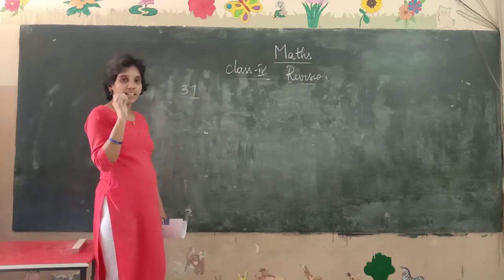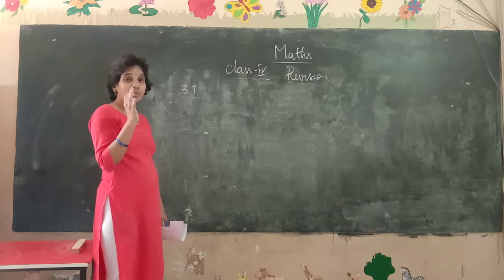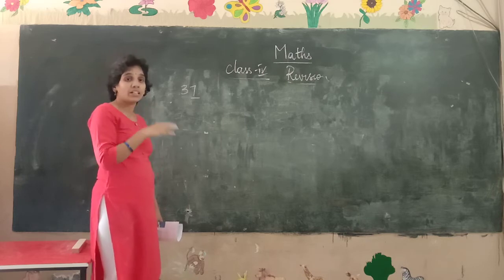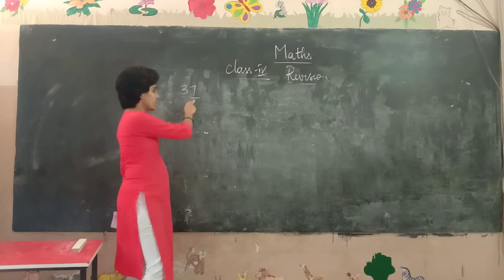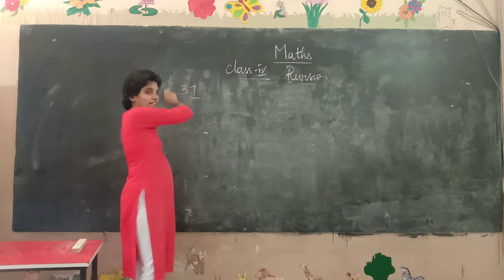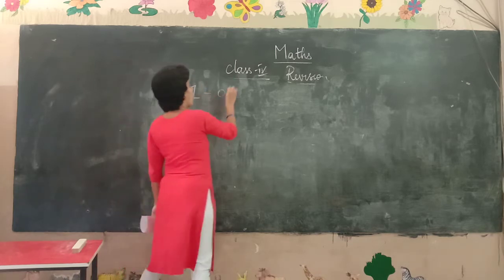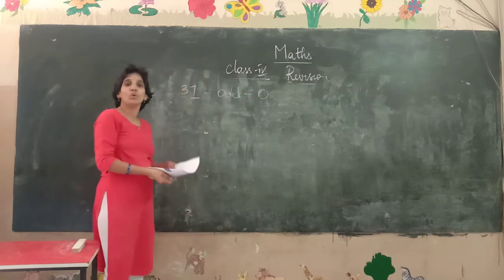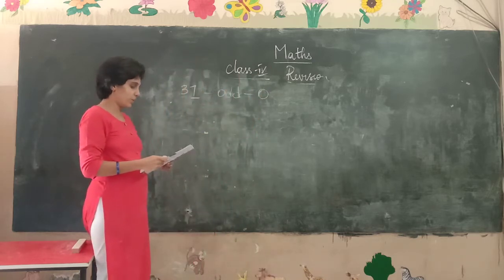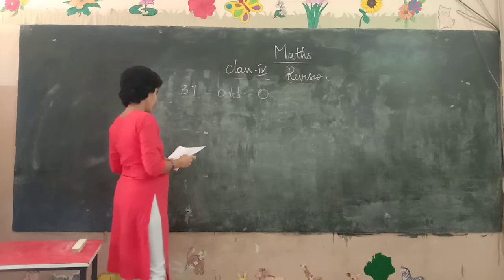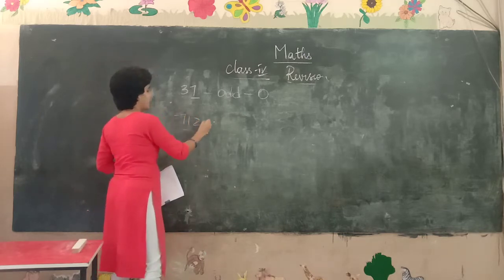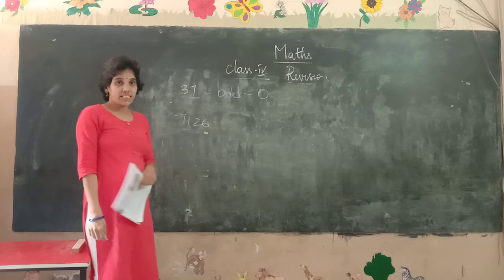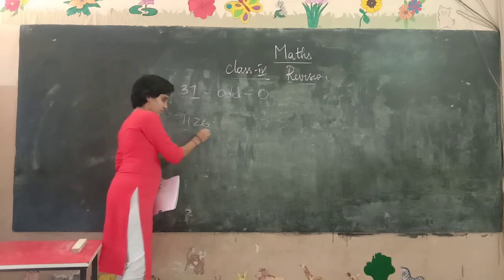Considering the number in the ones place, we can tell completely whether the number is odd or even. So it is an odd number. So 37 totally is an odd number. So we need to write O, O for odd number. And one more I'll give you. 7126. So this is a 4-digit number.